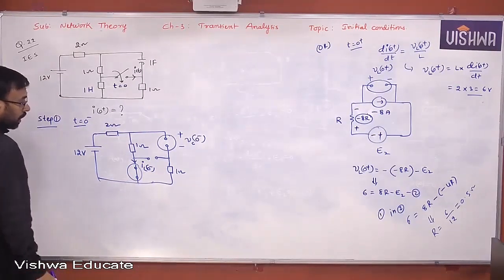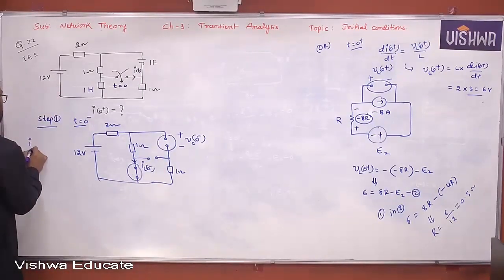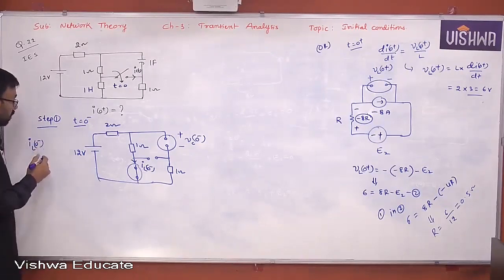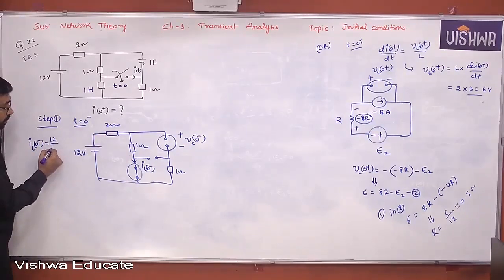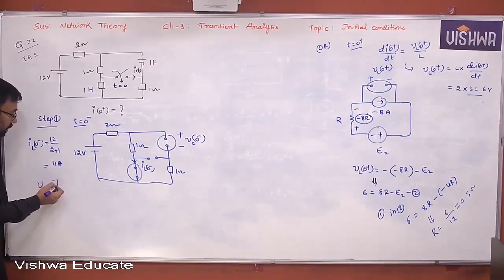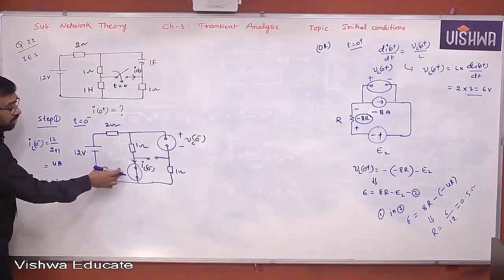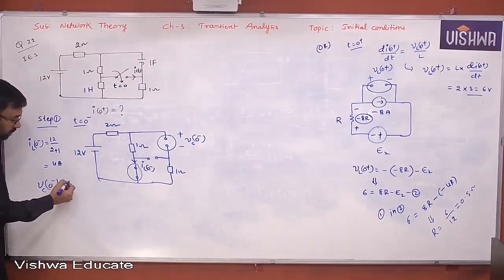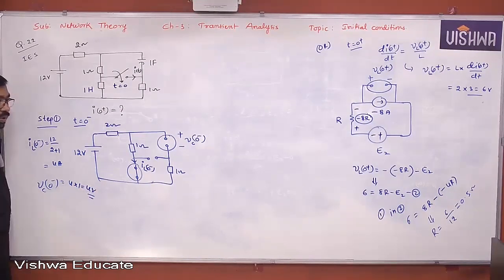Okay, so open, then the entire current is passing here, right? Therefore, IL of 0 minus is how much? 12 divided by 2 plus 1, that is 12 by 3, that is 4 ampere. What is VC of 0 minus? Since 4 amperes is flowing here, 4 into 1, that is 4 volts. Yes, all of you okay?